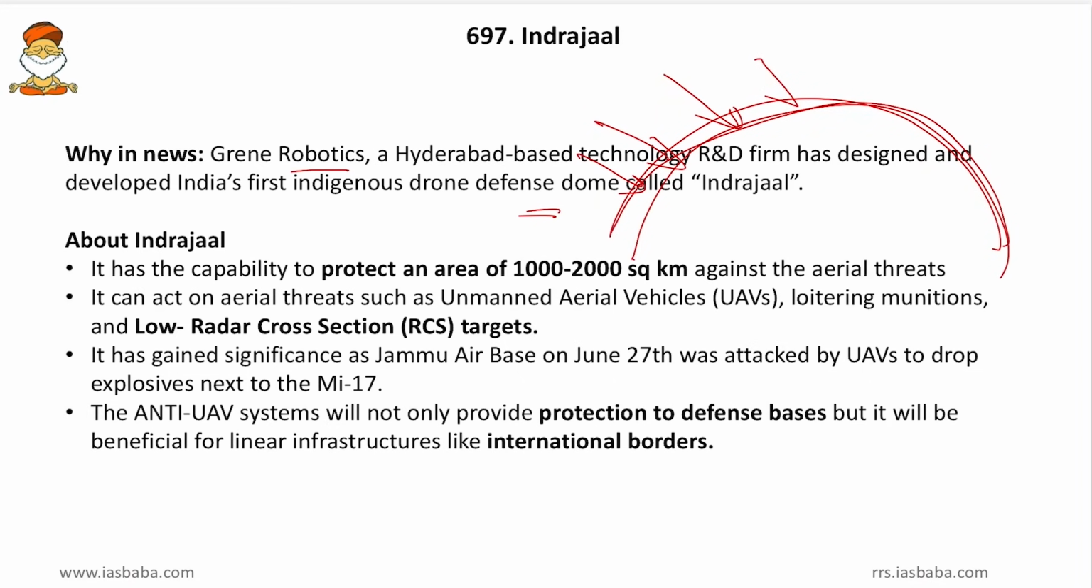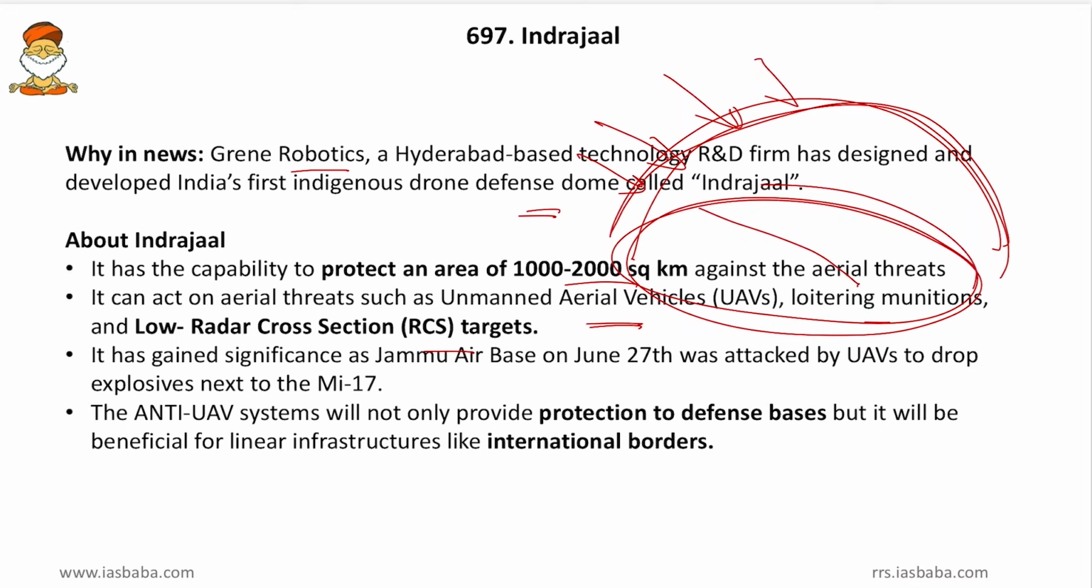Now coming to more facts, it has the capability to protect an area of 1000 to 2000 square kilometers against aerial threats. Then it can act on aerial threats such as unmanned aerial vehicles, loitering munitions and low radar cross section targets. Yes friends, obviously, they act against the UAVs or the drones, and then the loitering munitions. Friends, loitering munitions means those munitions that are targeted to hit a particular place. Then the low radar cross section targets.